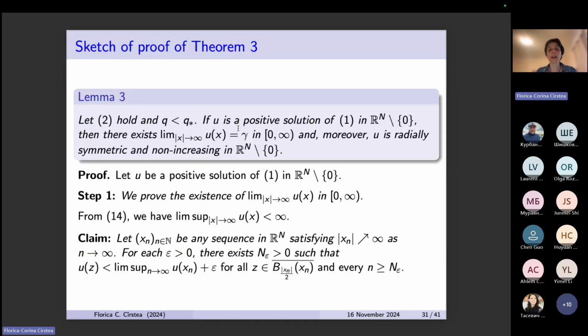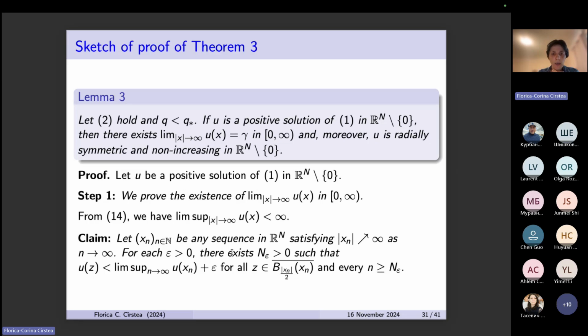So now the novelty, and I mentioned earlier that it is maybe surprising at first sight that the limit at infinity exists, can be any non-negative number, and that the solution is radially symmetric and non-increasing. How do we prove the existence? This is something that I think can work in other contexts. To prove that the limit exists, first of all, we already know that the limit superior at infinity is finite. So to prove that the limit exists is essentially this claim, which I'm not proving here, just mentioning it.